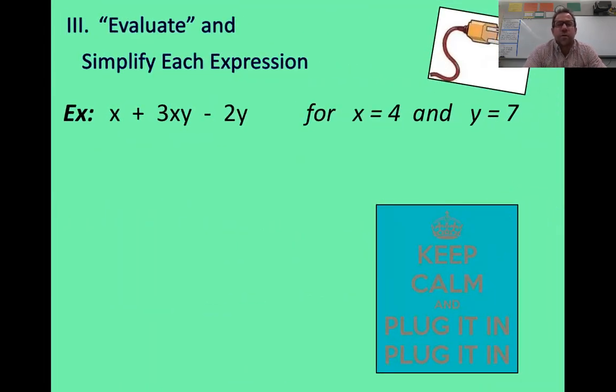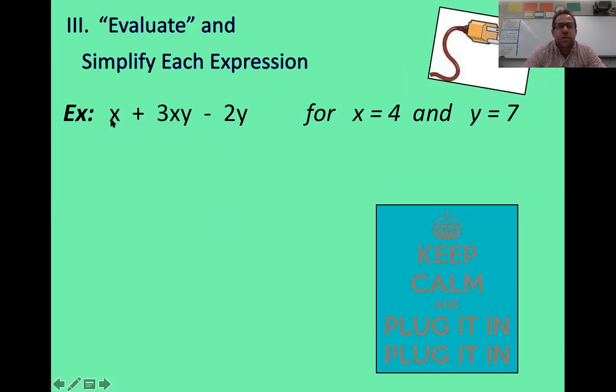So we are going to now evaluate. Evaluate is a fancy word for plugging in. Right? Got a little electrical cord here. We're going to plug in. Like this sign says here, keep calm and plug it in. Okay, so here's our expression.